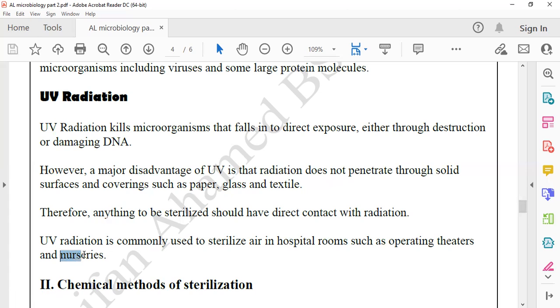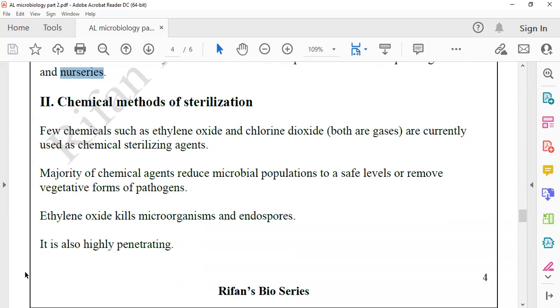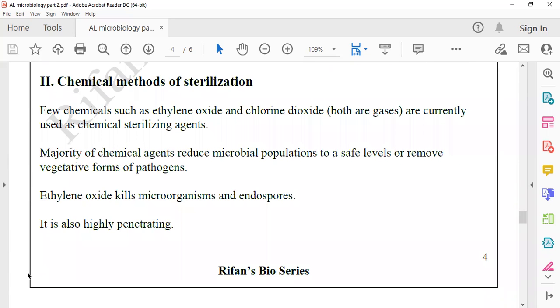Nurseries, there are plant nurseries, where the plants are grown in large number. They can be infected by pathogenic microorganisms. So in such places also we use UV radiation to sterilize those places. So up to this one, these are physical methods. Now we are coming to the chemical methods.